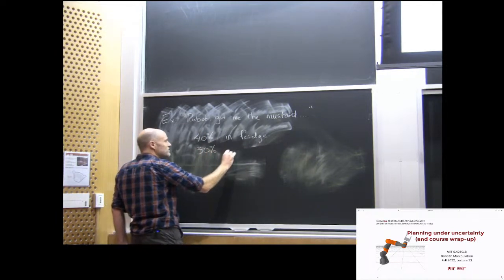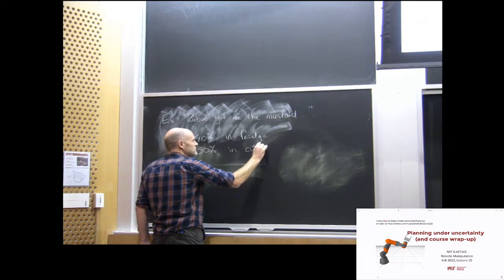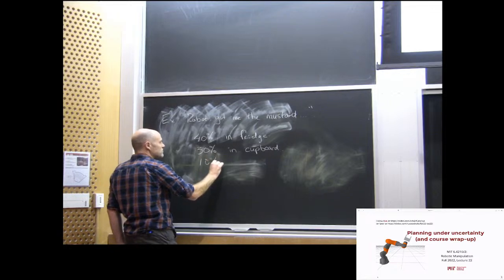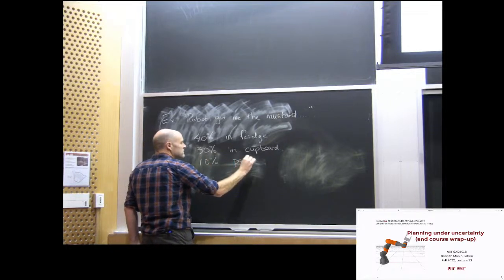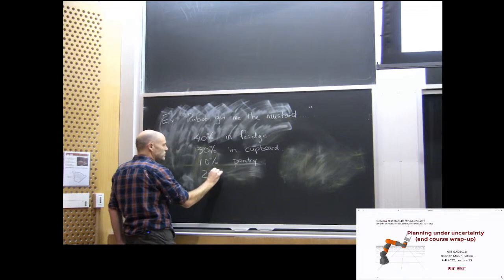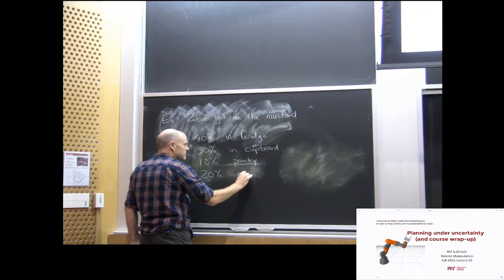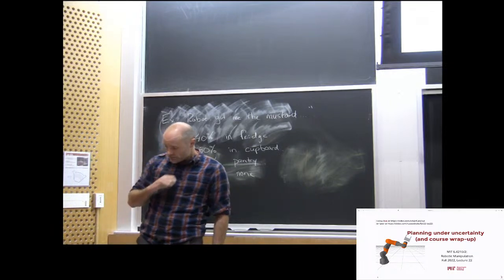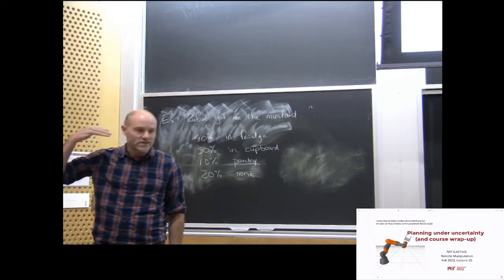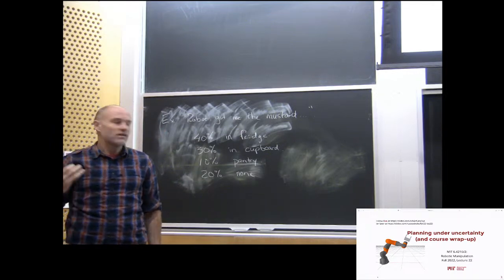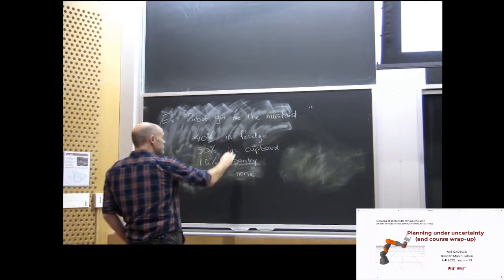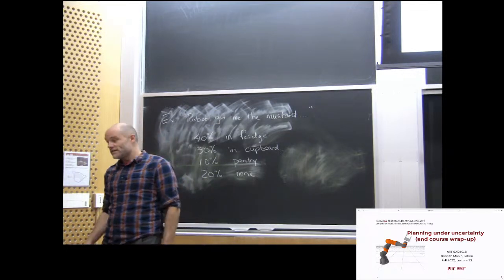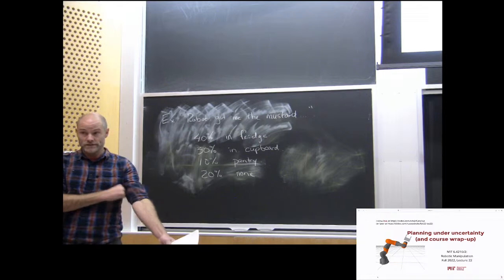Maybe there's a 30% chance it's in the cupboard. Maybe there's a 10% chance there's one in the pantry. And maybe 20% chance we're just out. You gotta go to the store, right? So a planner thinking about the task level that's only thinking about, let's say, the most likely scenario is going to be impoverished in its ability to accomplish the task, for sure, right?